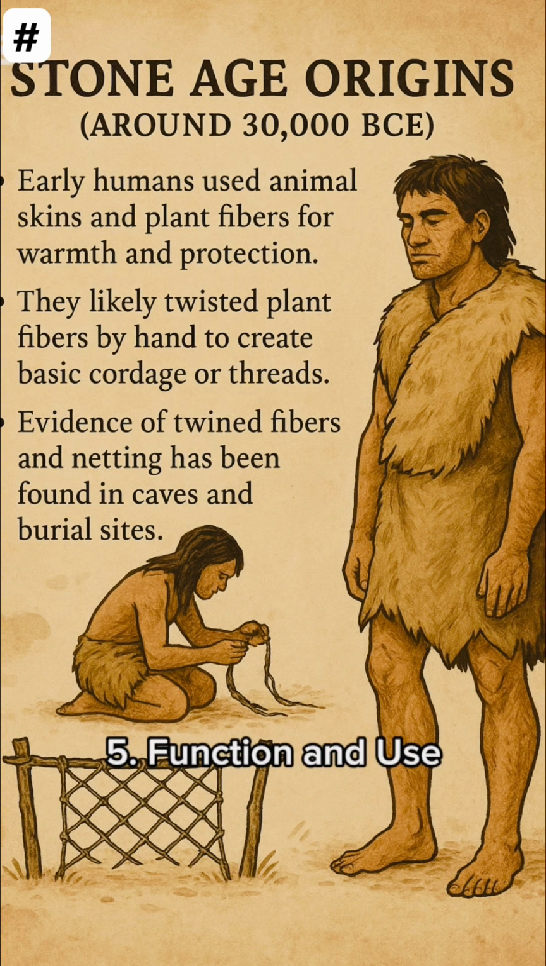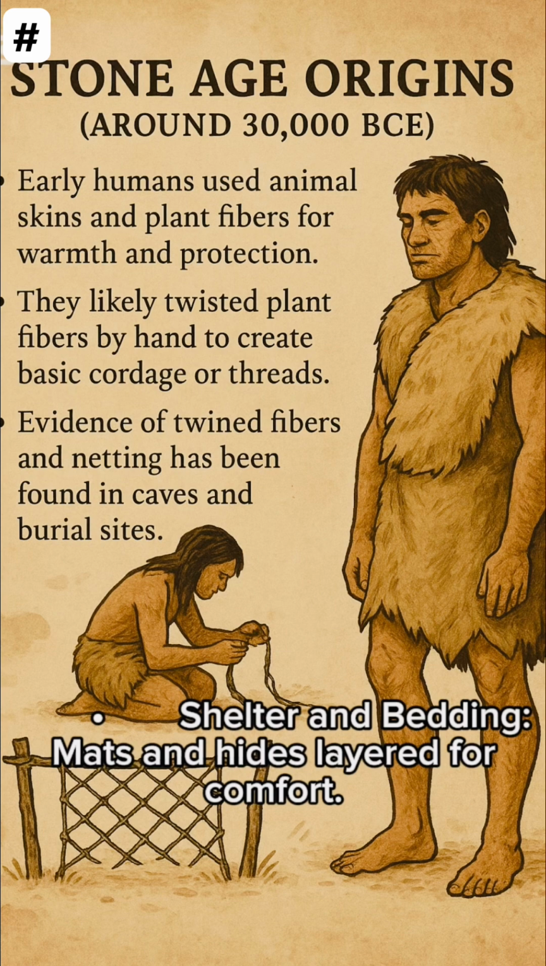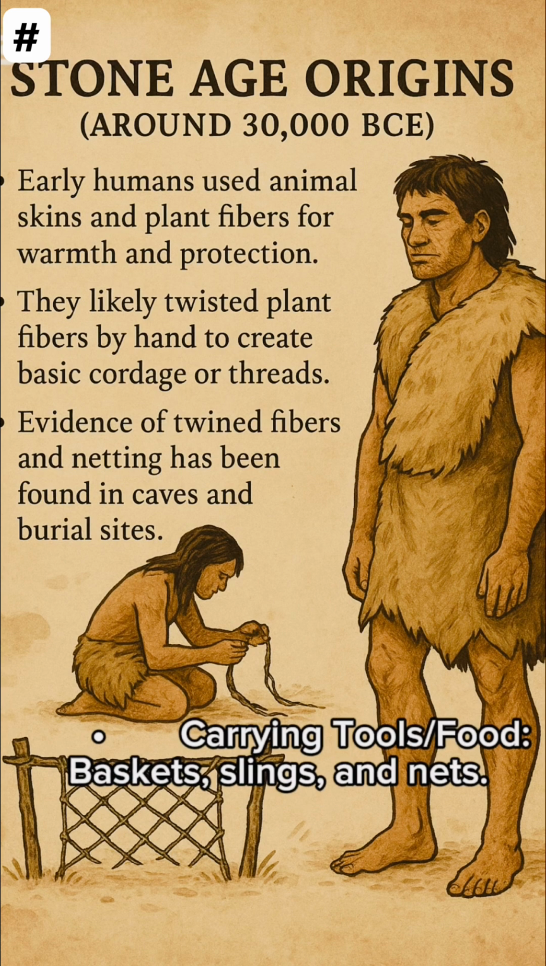5. Function and use. Clothing, primarily for warmth and modesty, using animal hides and early textile-like materials. Shelter and bedding: mats and hides layered for comfort. Carrying tools or food: baskets, slings, and nets.